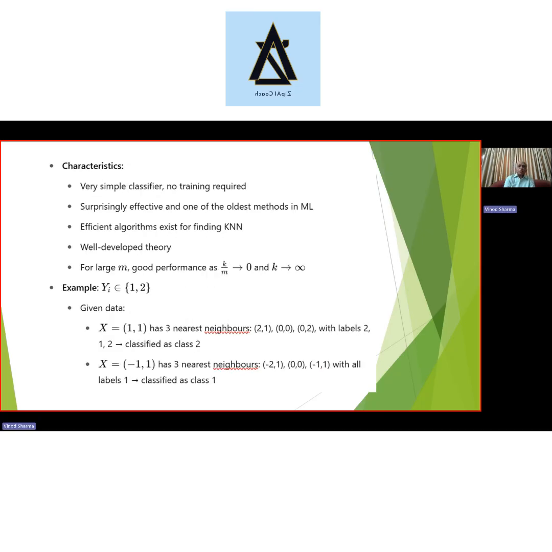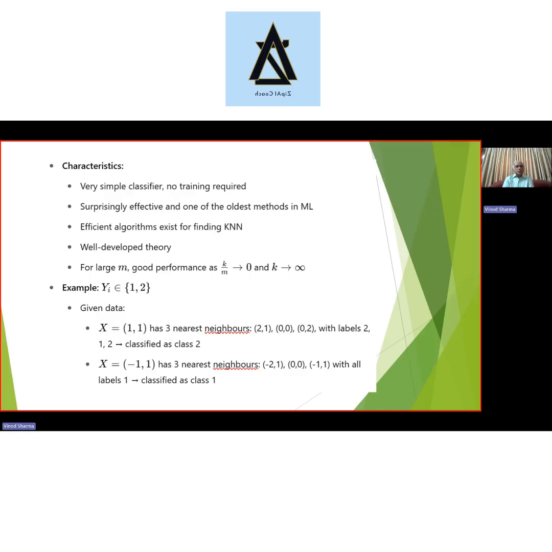This method is very simple. There is really no training required. All you need is a training sample. However, it is surprisingly effective, and it is one of the oldest methods in machine learning. There are efficient algorithms available for finding the K nearest neighbors, and there is a well-developed theory for this.